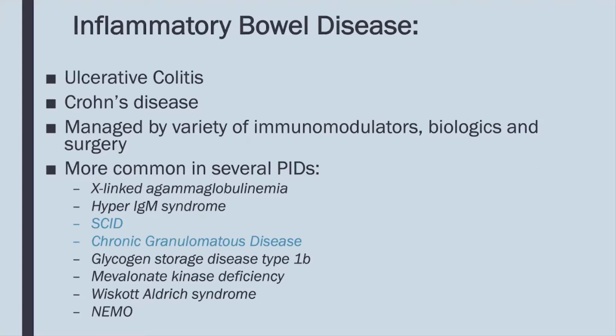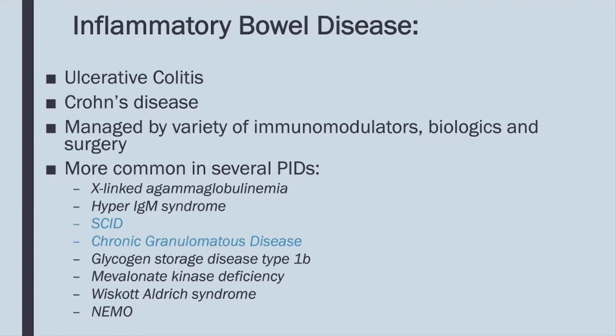Next, I wanted to talk to you about inflammatory bowel disease, or IBD. The two main types of IBD include ulcerative colitis and Crohn's disease. We manage this with a whole variety of different immunomodulators, biologic agents, sometimes surgery, and sometimes even nutritional interventions.